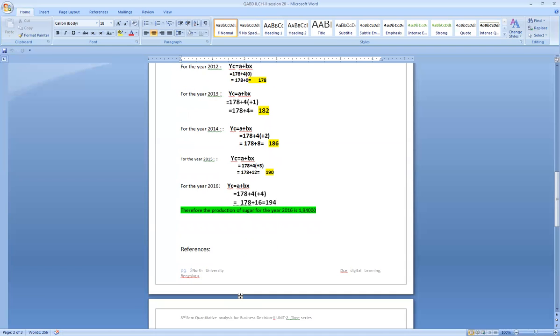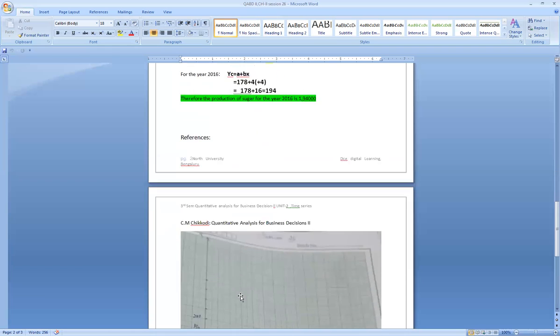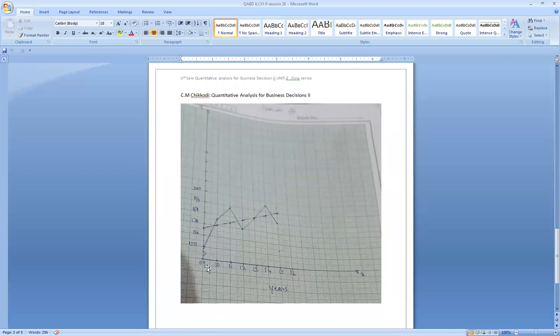So it is 1,94,000. Now the same values have to be marked in the graph. On the x-axis we are showing the number of years, from the starting itself, that is 2009, 10, 11, 12, 13, 14, 15, 16. Then we'll have to mark for the next year. On the y-axis we have started from 150, 160, 170, 180, 190, and 200. The zigzag line is showing the actual line and the straight line is showing the trend line.